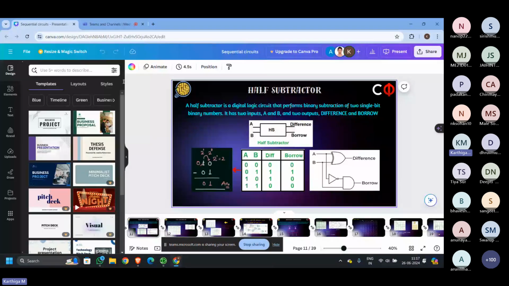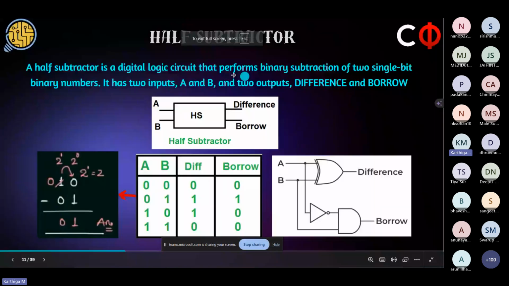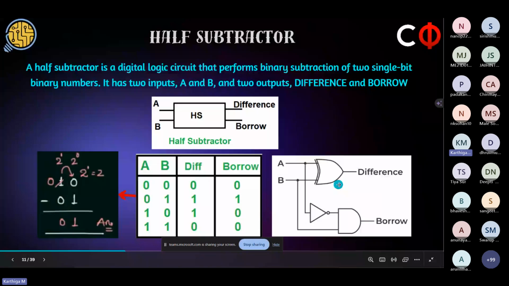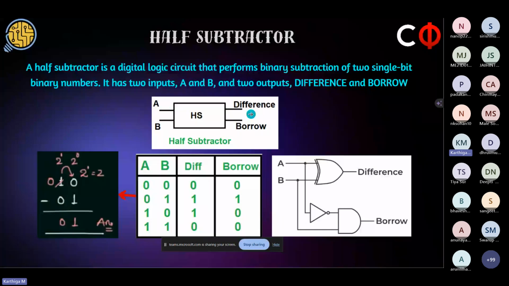Yeah, let's proceed with the half subtractor. The half subtractor is very identical to the half adder that we learned. The only difference in this logic circuit is that there's a NOT gate out here. The half adder does not have this NOT gate. That's it. Again, it takes two inputs A and B and gives out two outputs, difference and borrow. Okay, so this is the truth table.